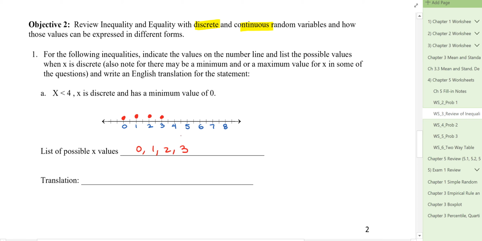So I can translate that as x are discrete numbers greater than or equal to 0 but less than 4. Okay. So again, you can say x are discrete numbers that are greater than or equal to 0 but less than 4. Let's move on to the next one.